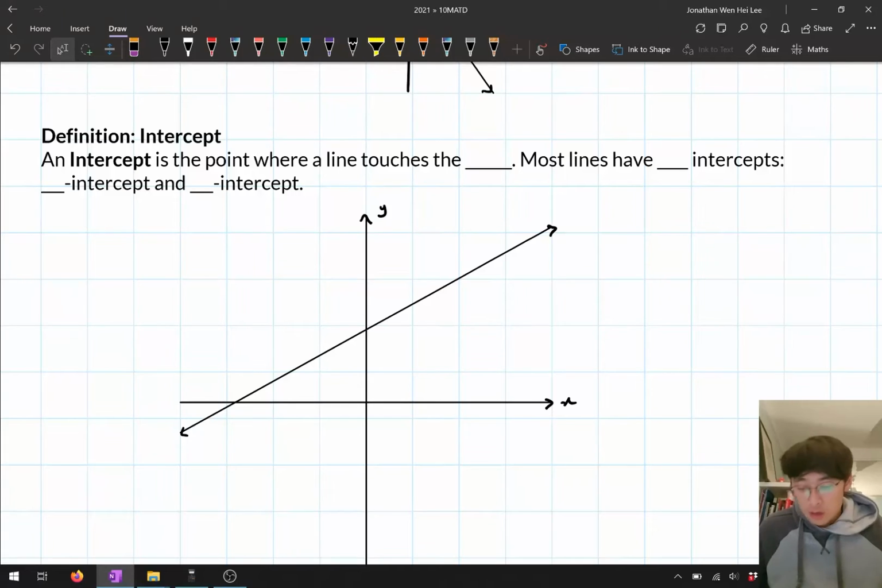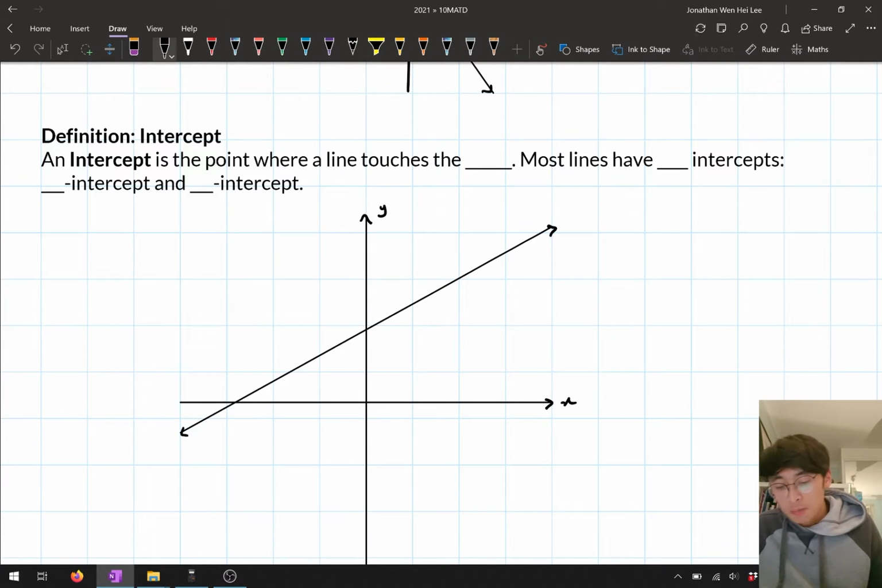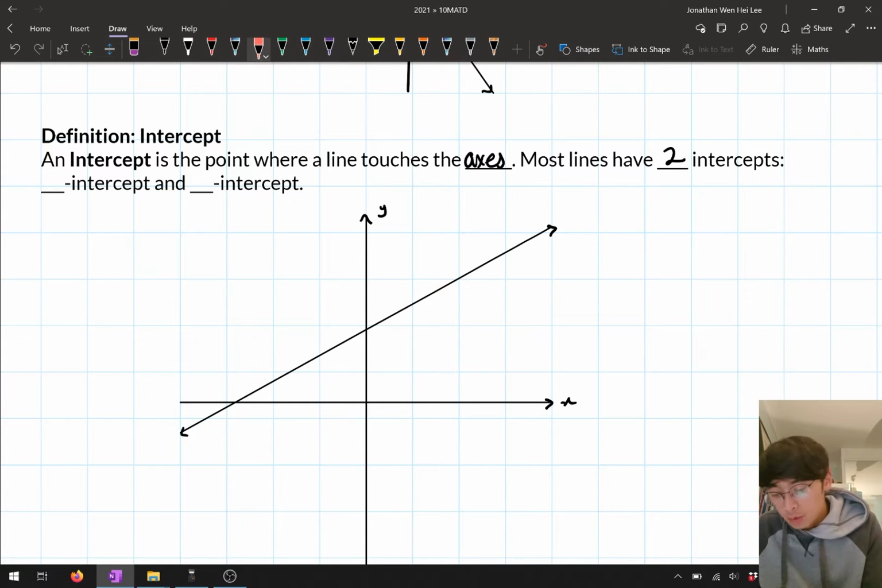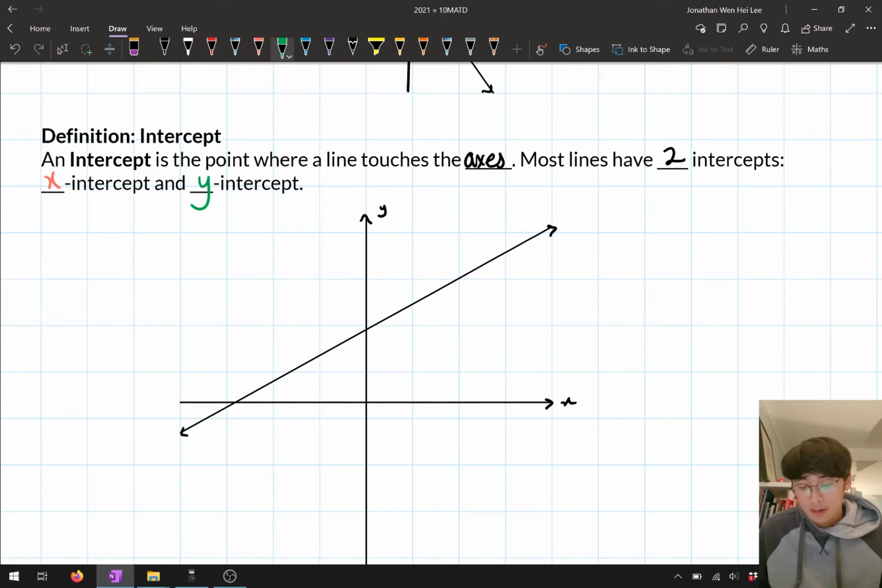So here's a quick definition. An intercept is a point where a line touches the axes. It doesn't matter which one. It could be your y-axis, so like we said before, that's your y-intercept, or your x-axis, your x-intercept. Most lines have two intercepts, the x-intercept and the y-intercept.